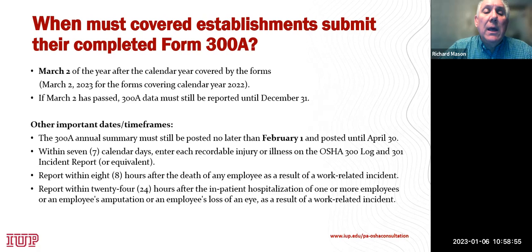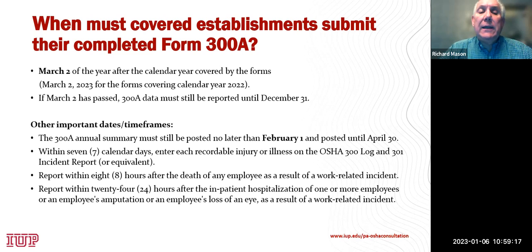Okay. If you have a work-related death of an employee, you have 8 hours to notify OSHA. You can call your local OSHA office. There's an OSHA 800 number that's manned 24/7, and you can report online on the OSHA website. There's a link for that.